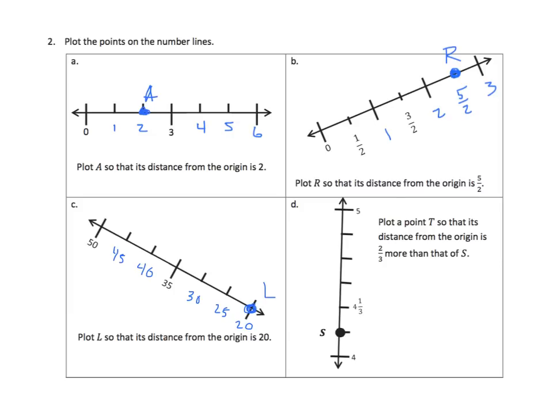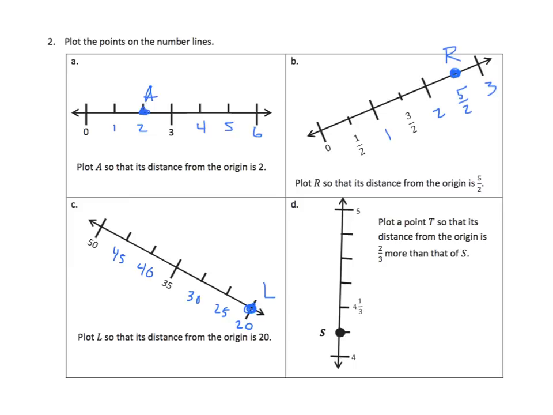Again, we don't have an origin here, so let's take a look at what we have. It says, plot point T so that its distance from the origin is 2/3 more than that of S. All right. First of all, let's figure where the origin is. We have a 5, we have a 4 1/3, we have a 4. We know that the origin is down that way someplace.